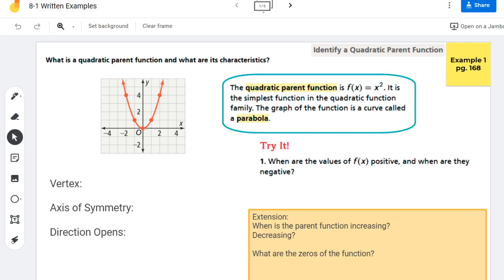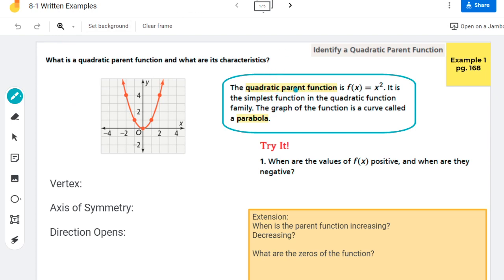In today's video, I'm covering example 1 from lesson 8-1 in the SavvasRealize Algebra 1 textbook. The goal of today's video is to identify a quadratic parent function. There's a lot to unpack in this example, y'all. This is a lot of vocabulary. So kind of put on your boots and let's go.